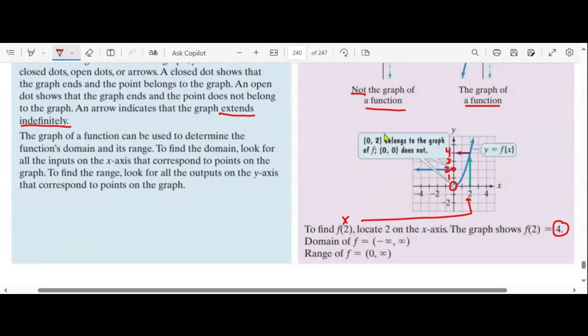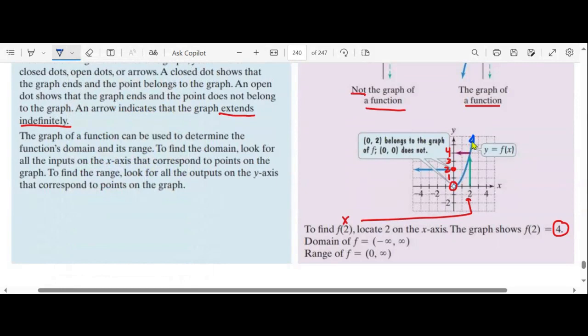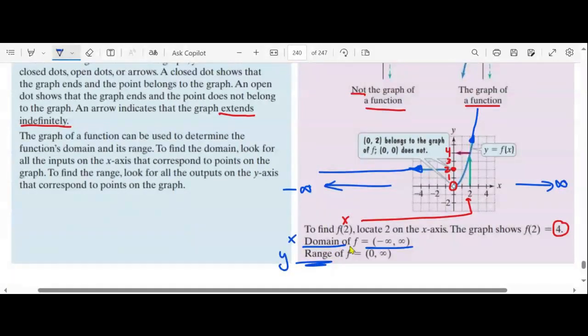So what is the domain? The domain, as long as this arrow, do you see the arrow on the right side? Is going where? Up. And this arrow going where? That means it's extended, right? And this is extended. So the domain means x values. Going here negative infinity and here positive infinity. So the domain is what? Negative infinity, positive infinity.